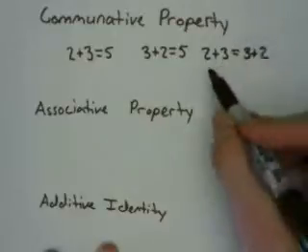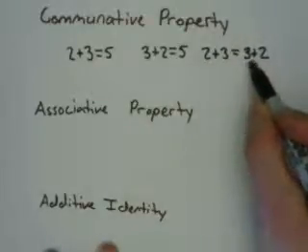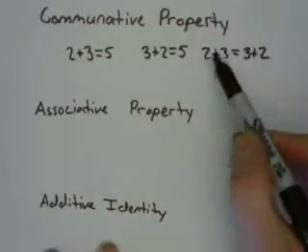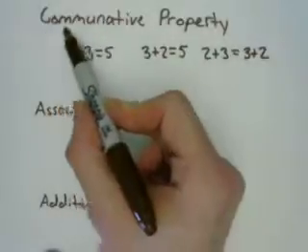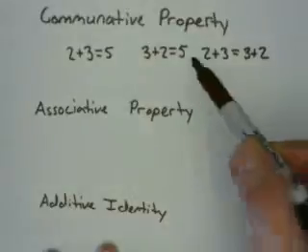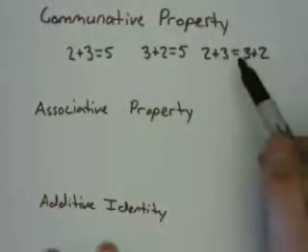So here, I actually see that the 2 switches places with the 3. In other words, these numbers moved on each other. They moved. They switched order. And commutative property is where you move, where you switch your order.